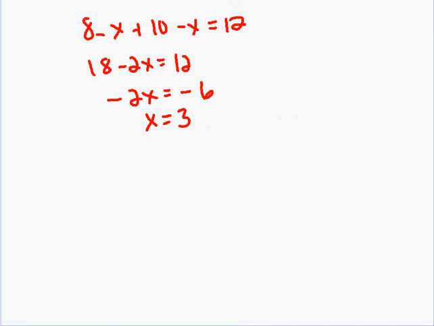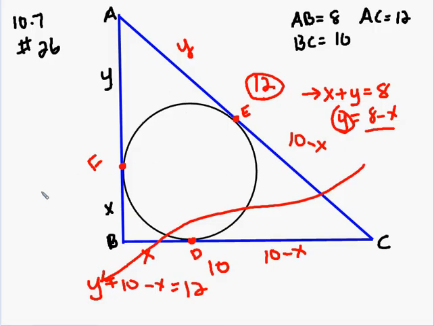So now I have the value of X, which is 3. I can find out that Y is going to be 8 minus X, so Y is going to be 5. So the relationship of X to Y is going to be 3 to 5, or 3 over 5.